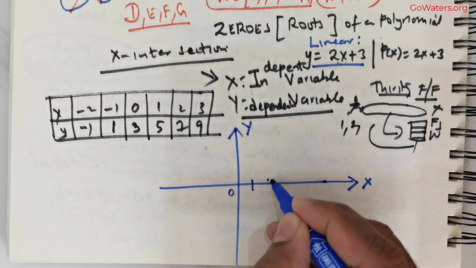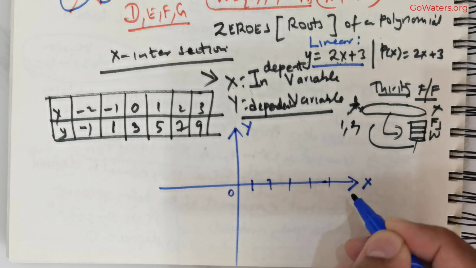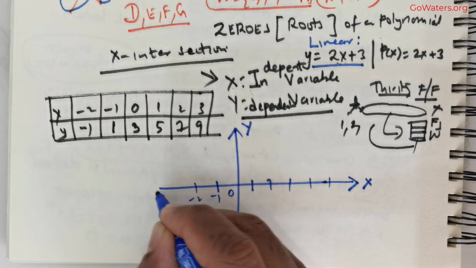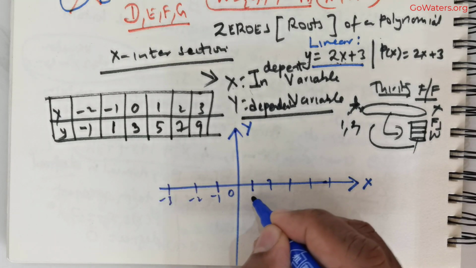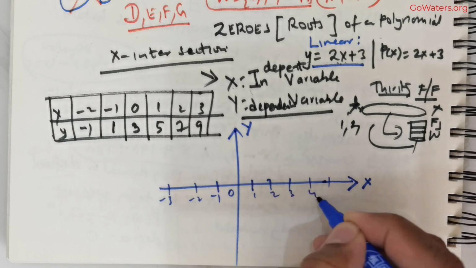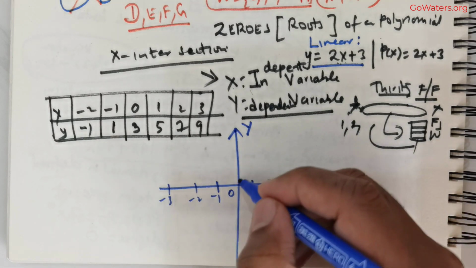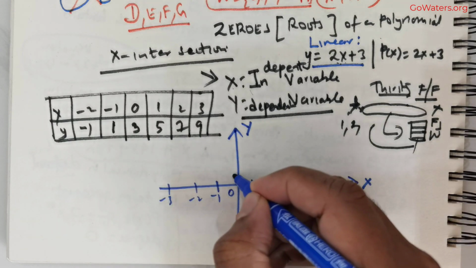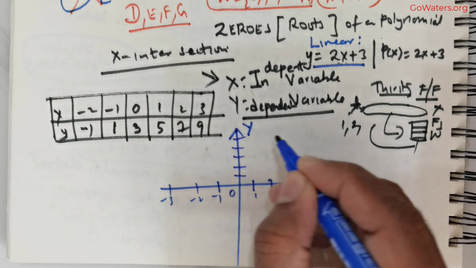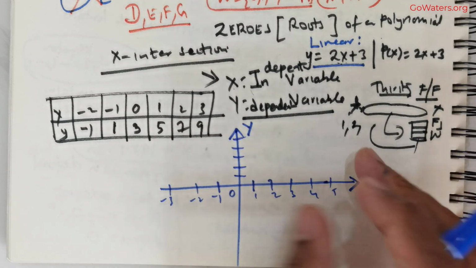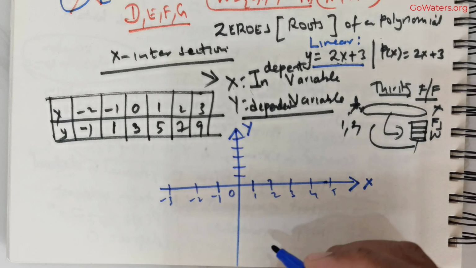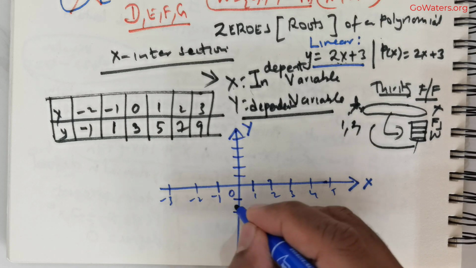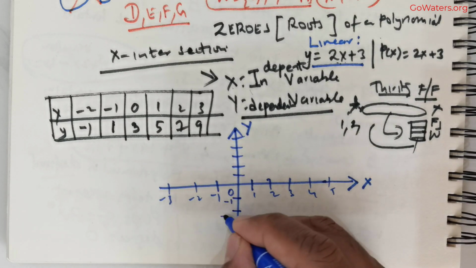I'm going to take it as 0, 1, 2, 3, 4, 5, and so on and so forth. This side becomes the negative side: negative 1, negative 2, negative 3. Here you can mark it as 1, 2, 3, 4, 5. For y, I need to plot 1, 3, 5, 7, 9. You might be asking why the space is little; it's because I don't have any space here, so that's the reason I'm spacing it out. So you can plot negative 1 here and negative 2 there.